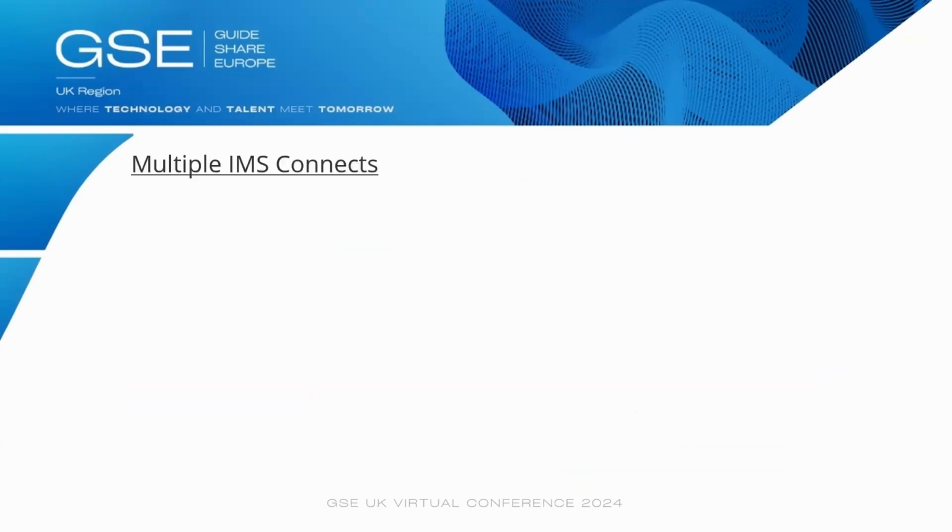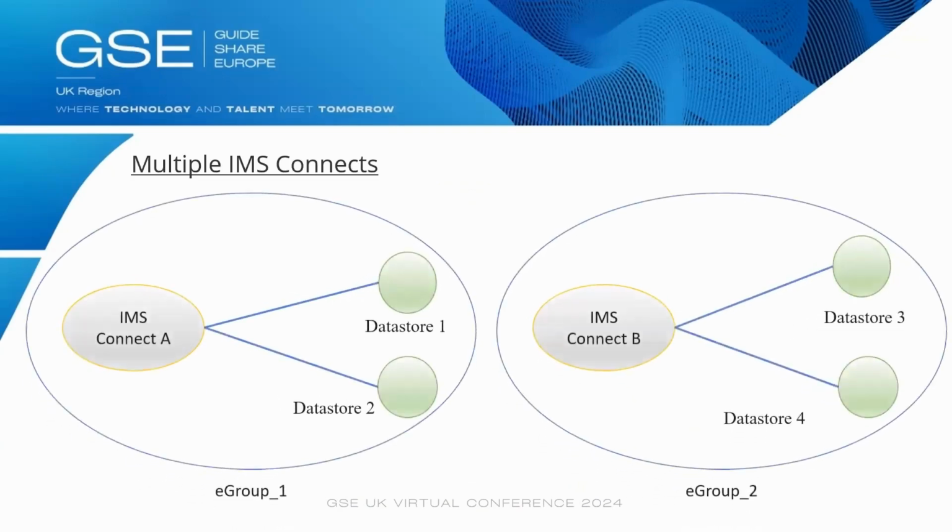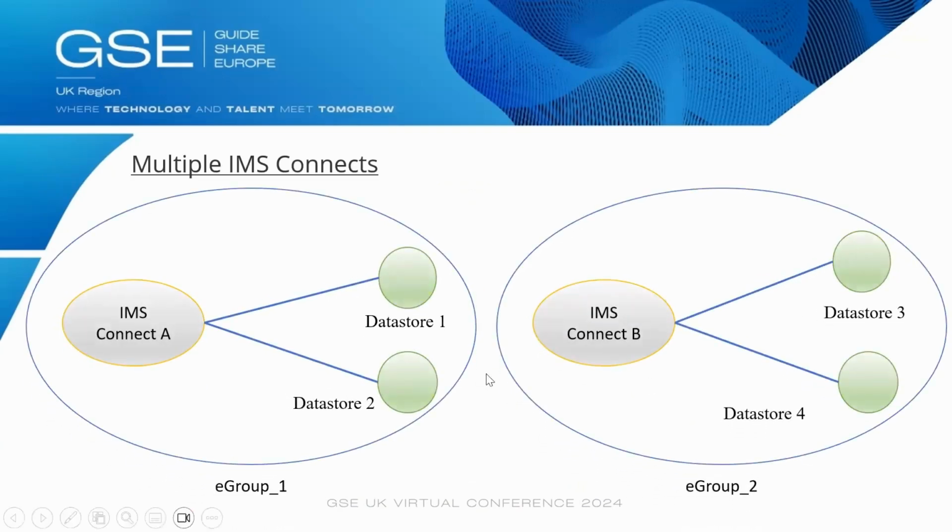The third option is where we have multiple IMS Connects and multiple e-groups. So here you see, we have represented two e-groups. One is the e-group 1 and one is the e-group 2. Here the IMS Connect connects with data store 1 and 2, and the IMS Connect 2 connects with data store 3 and 4. So these e-groups can be interlinked as well, the e-group 1 and e-group 2.